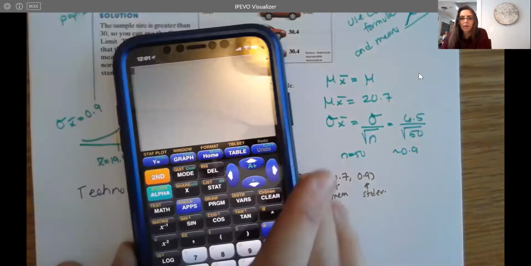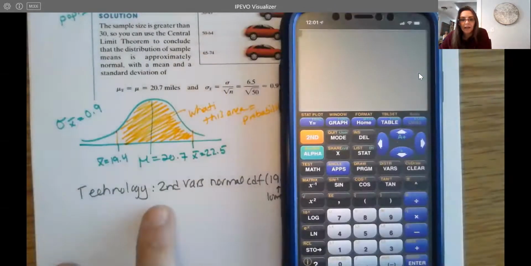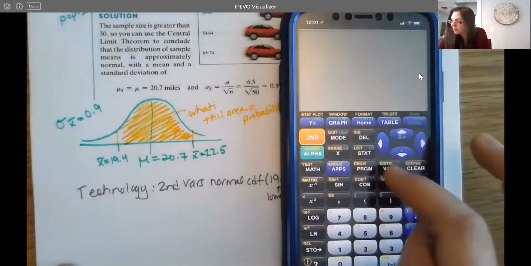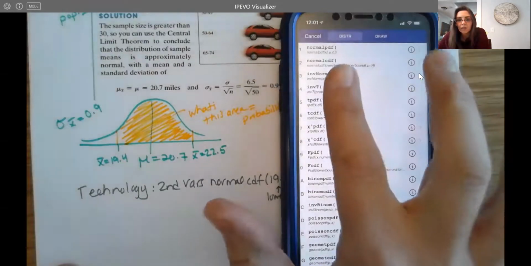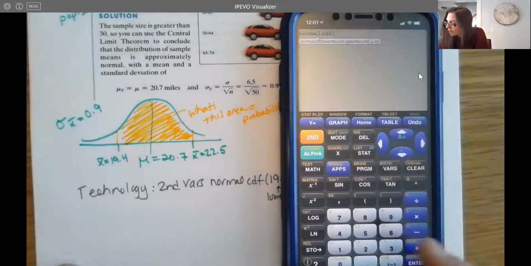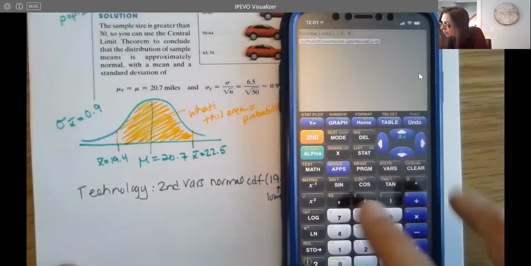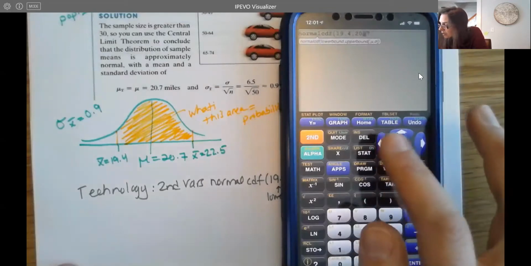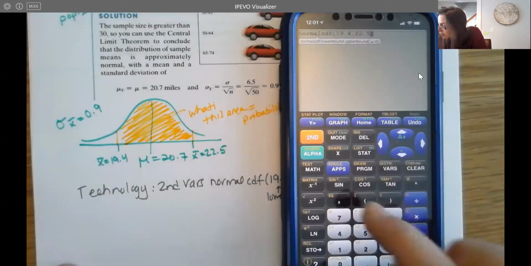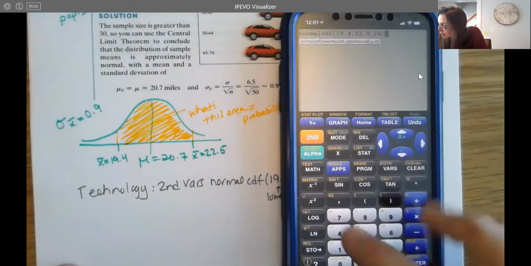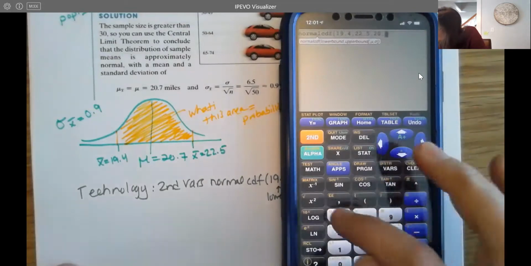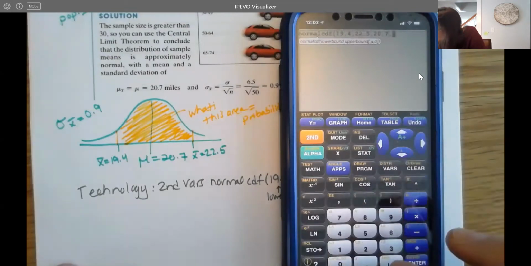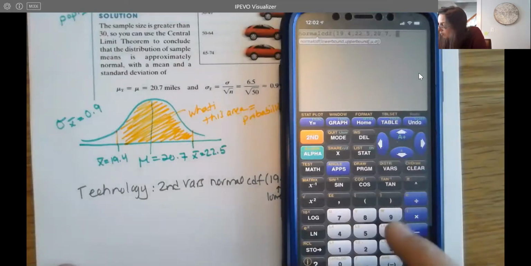All right, so let's review that. To find the normal CDF, I hit second bars, and then I see normal CDF. My lower bound is 19.4. Sorry, my upper bound, excuse me, is 22.5. My mean is 20.7. And then my standard deviation is 0.9.